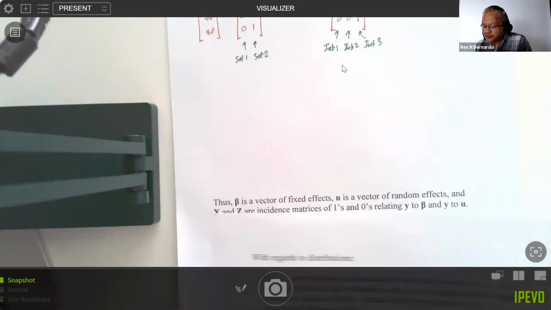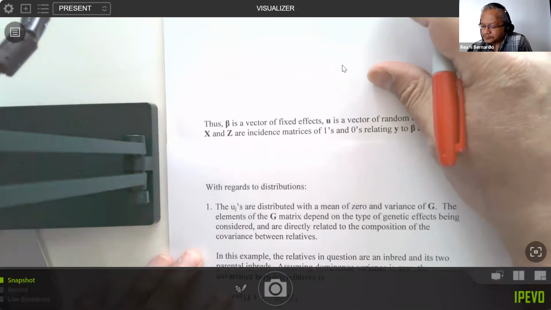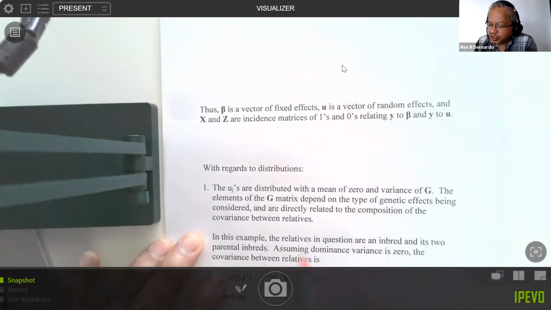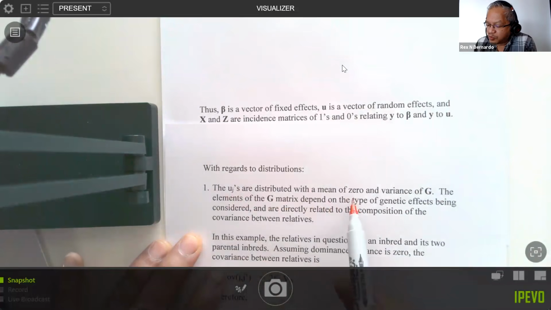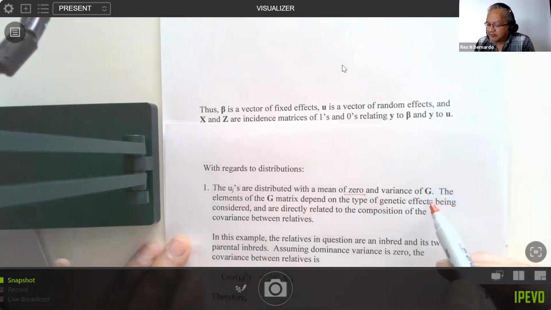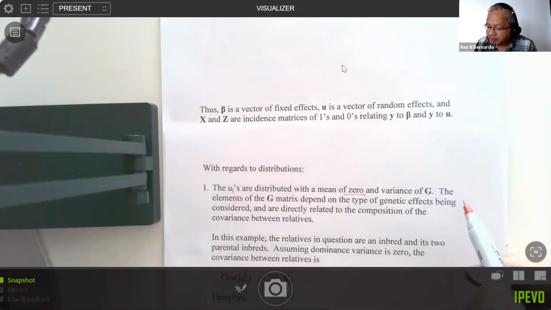With regards to distributions, we're assuming that the u_j's are distributed with a mean of 0 and a variance of G. The elements of the G matrix then depend on the type of genetic effects. In this case, we have inbred lines, so it would depend on the genetic effects expressed among inbred lines. If we are looking at clones, let's say that you're a breeder of apple or sweet potato and you have heterozygous individuals, then the G matrix would reflect that.